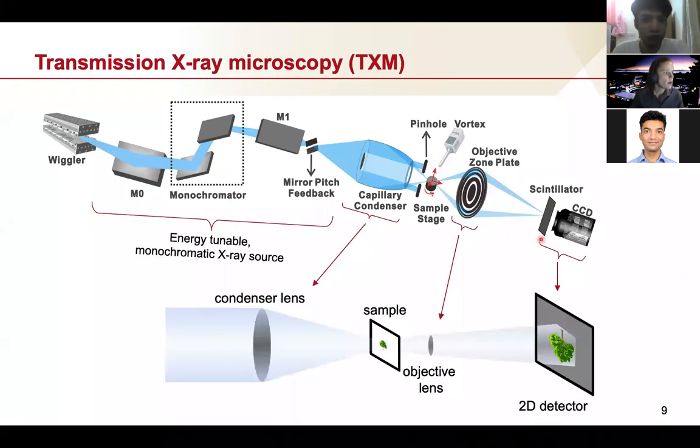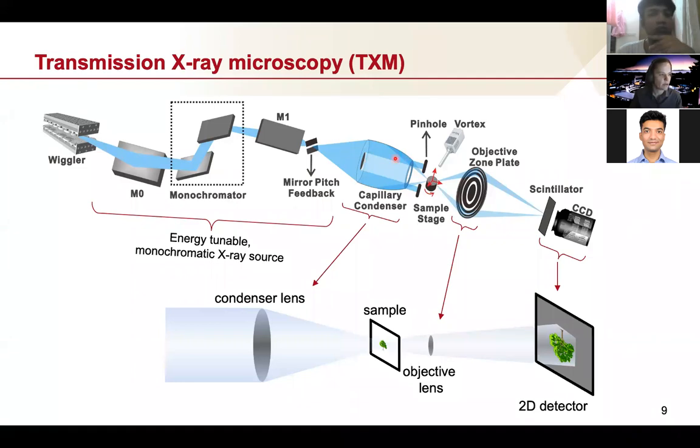The details aren't really that important. X-rays are going from the left to the right. So everything on the left is just giving us the nice beam that we want, an energy tunable, monochromatic X-ray source. And then here's the actual microscope. You can simplify it by just doing a lens drawing.